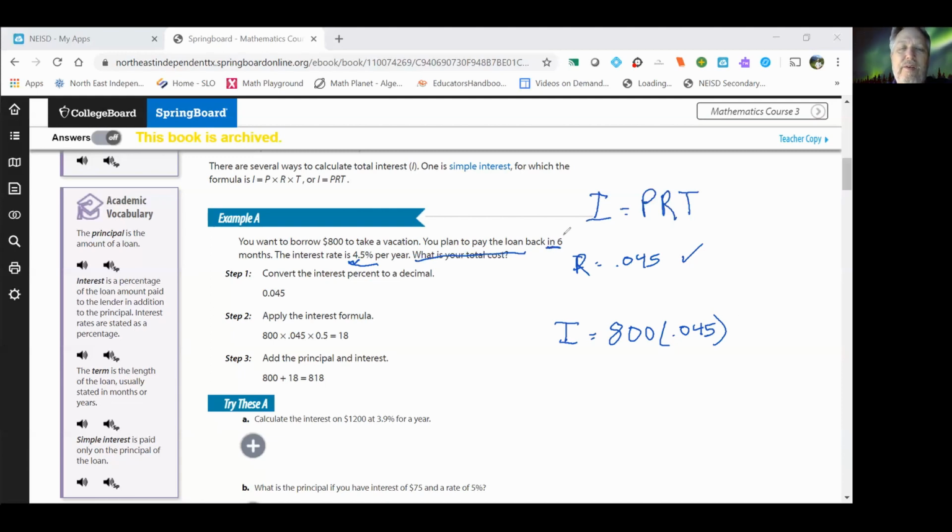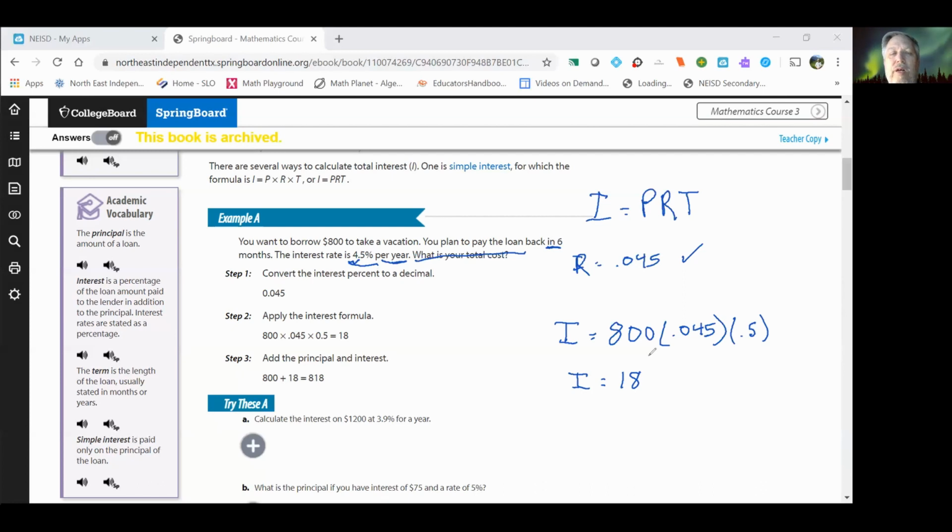If you notice, it said the interest rate is the amount per year, and typically it is an annual interest rate. So we have to think about 6 months. What part of a year is that? In that case, it's half a year, so it's going to be 0.5. Then we just do the math, and this is going to equal 18. And that is the amount of the interest.